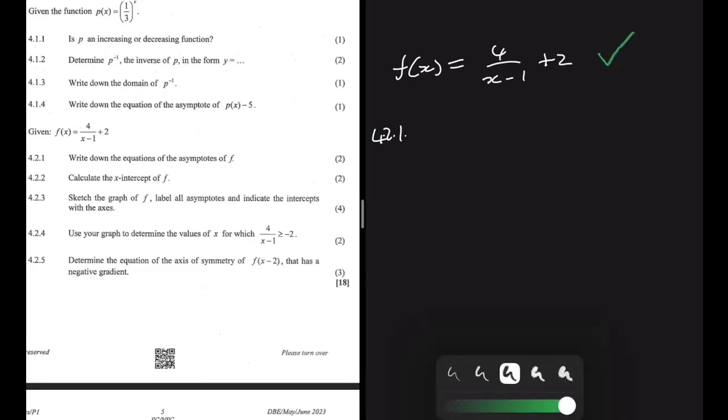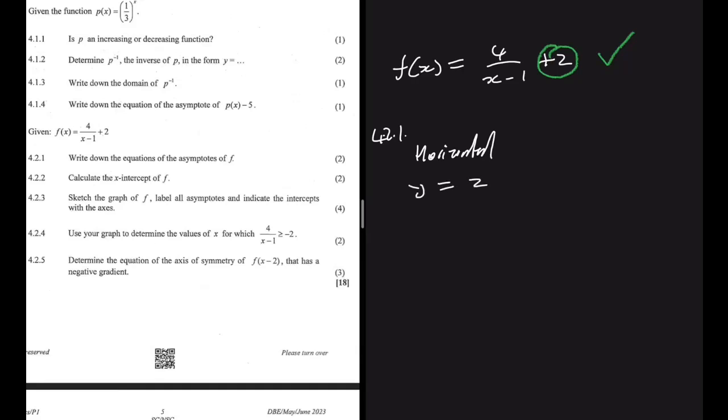Given that f of x is equal to 4 divided by x minus 1 plus 2, write down the equations of the asymptotes of f. That is 4.2.1. So you can see just from how the function looks that we have a hyperbola, right? One of the asymptotes will be at y is equal to 2. This value here, right? So we're going to have our horizontal asymptote at y is equal to 2.